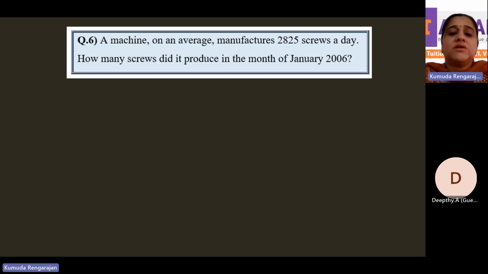Okay. A machine on average manufactures 2,825 screws a day. How many screws did it produce in the month of January 2006? So how many days in the month of January?